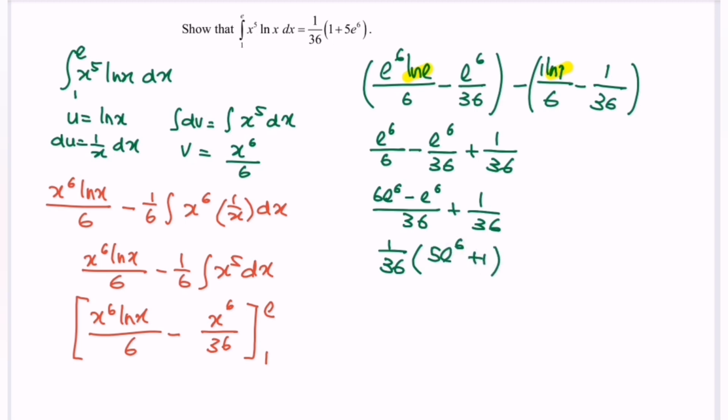So referring to the question, the integral of the function x to the power 5 ln x dx for the limits 1 until e equals 1 over 36 bracket 5e to the power 6 plus 1, and we have already shown the situation.